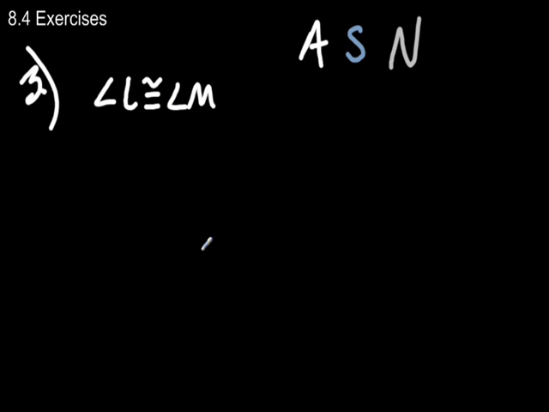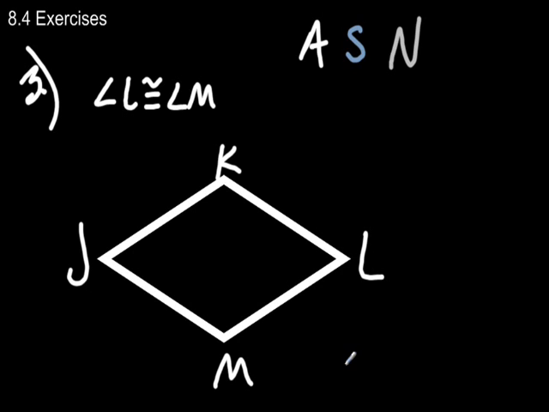We're told that angle L is congruent to angle M. We have the rhombus JKLM, so note I went around the rhombus JKLM. L is congruent to M. Notice L and M are next to each other. The only way that can be possible is if this is also a square. So this one's going to be a sometimes.